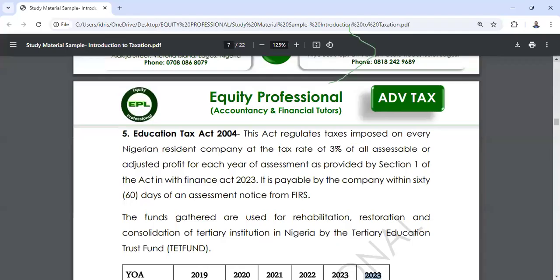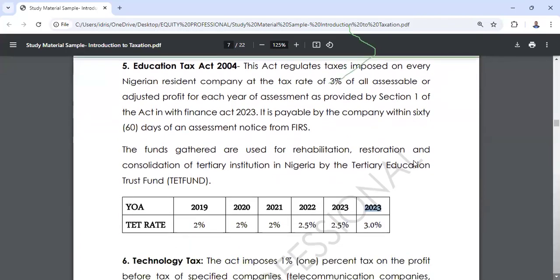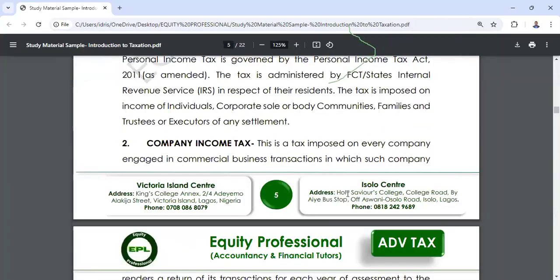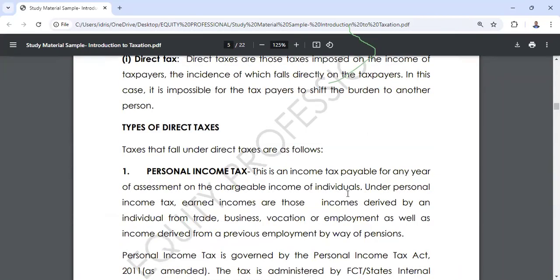So we are still under direct tax. Number one direct tax mentioned is personal income tax. Personal income tax is collected by SRS, State Board of Internal Revenue. State Board of Internal Revenue collect personal income tax, and it is paid by individual, sole proprietorship, partnership, trustee.